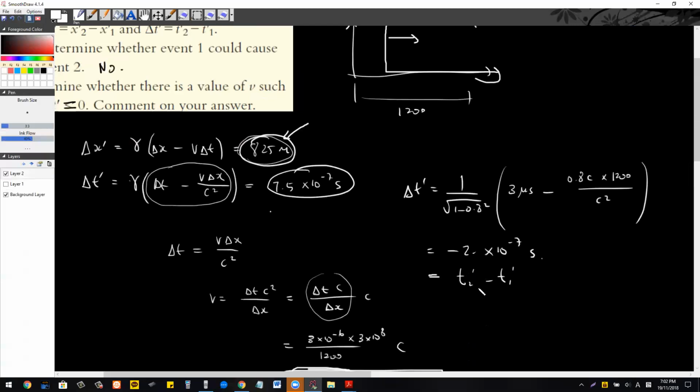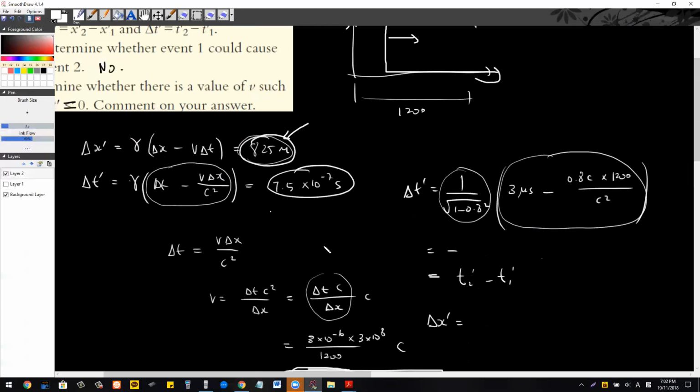We can figure out the delta x dash as well using the same thing. So using this equation here. Oh, hold on. I only calculated this bit here. I did not multiply by this one here. So this value is wrong, but still negative though. Now, just need to verify that it's negative.